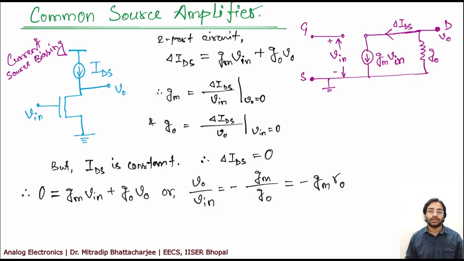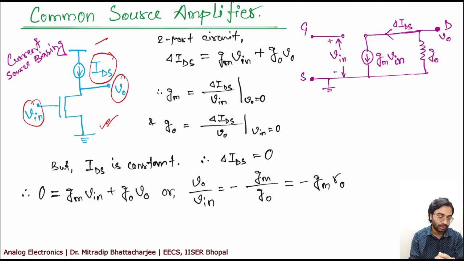using current source biasing. So what does that mean? Instead of voltage source, we have biased the circuit using a constant current source, IDS, and this is your common source amplifier circuit. Okay, so we are currently considering only AC. So you have V in over here as an input and VO over here as an output.